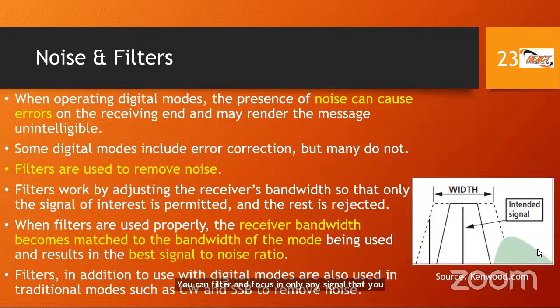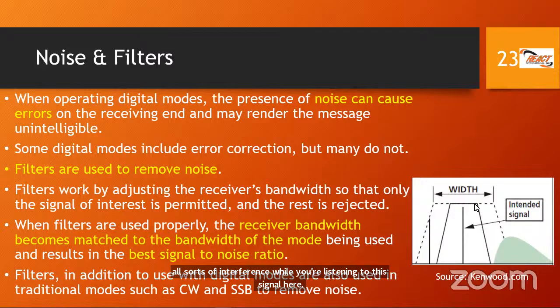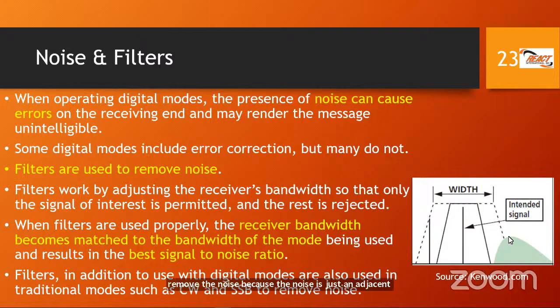So let's say this is noise on the frequency, but this is the frequency you are interested in listening to. You can use a narrow filter to filter out the noise. But if you use a wide filter, the wide filter will pick up the noise and you'll hear all sorts of interference while you're listening to this signal here. But if your radio is able to use that filter, you can remove the noise, because the noise is just a little adjacent to what you're listening to. But because your filter was too wide, you're picking up that noise. So that's why we say filters could be used to remove noise, right?